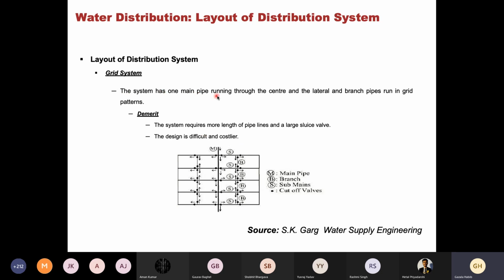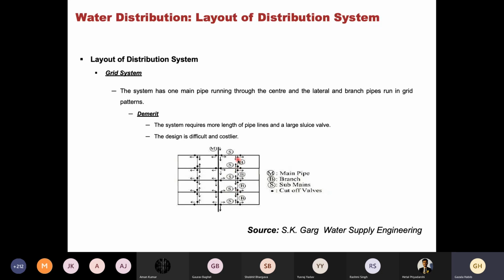The system has one main pipe running through the center, and the lateral and branch pipes run in the grid. So this is the main pipe. Then the sub main and branches will run in the grid. Basically, we can say the main pipe is the biggest pipe, which will have the largest water pressure, and then the sub main, and then the branches. The pressure will drop from the main pipe to the sub main and then in the branch.